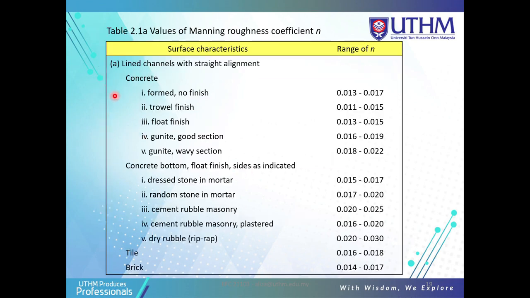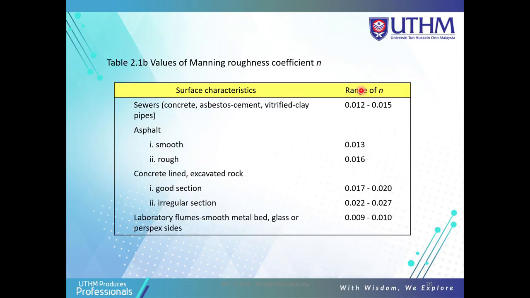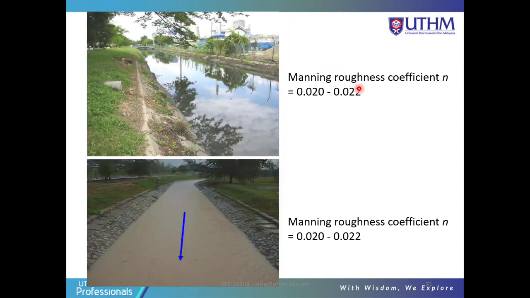The value of Manning roughness n also comes from this one. Kutter also uses the range of n here. If n is not given, they must give this table for you to get the range of n. Actually, the n coefficient is always given in the text. So look at this, this is the Manning roughness coefficient n.